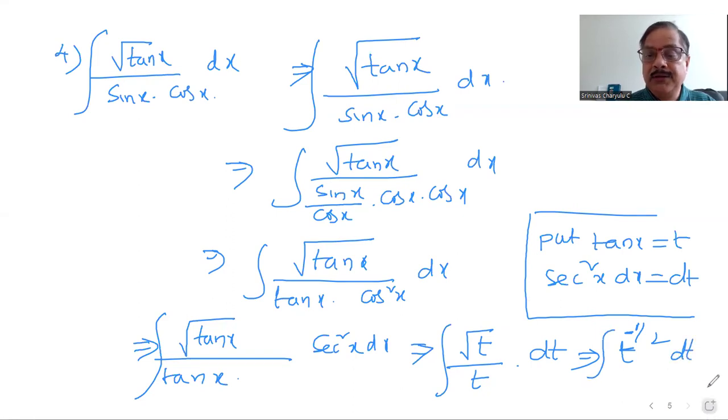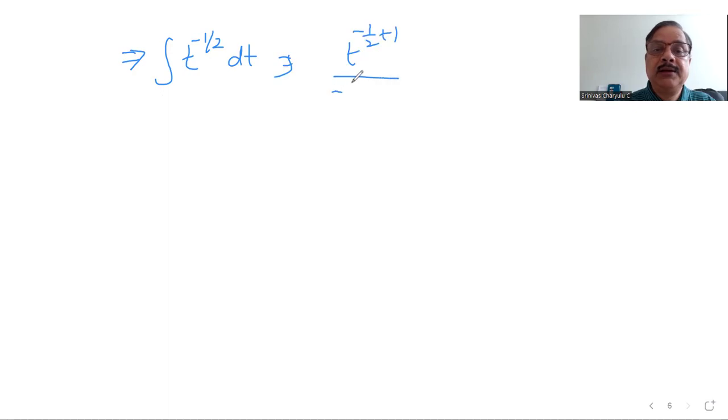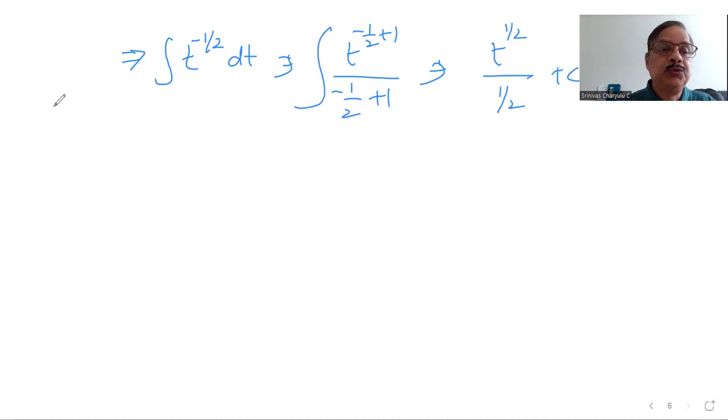So now you can apply the power formula. Integral t to the power of minus half dt you are having. So t to the power of minus half plus 1, minus half plus 1. So t to the power of plus half, then divided by half. So here the integration symbol will not be there. So this is the final answer now.